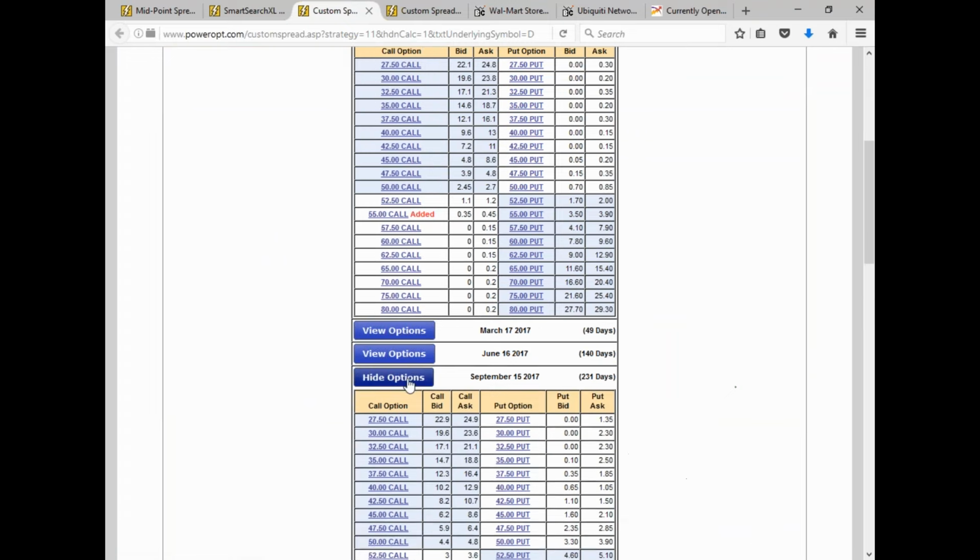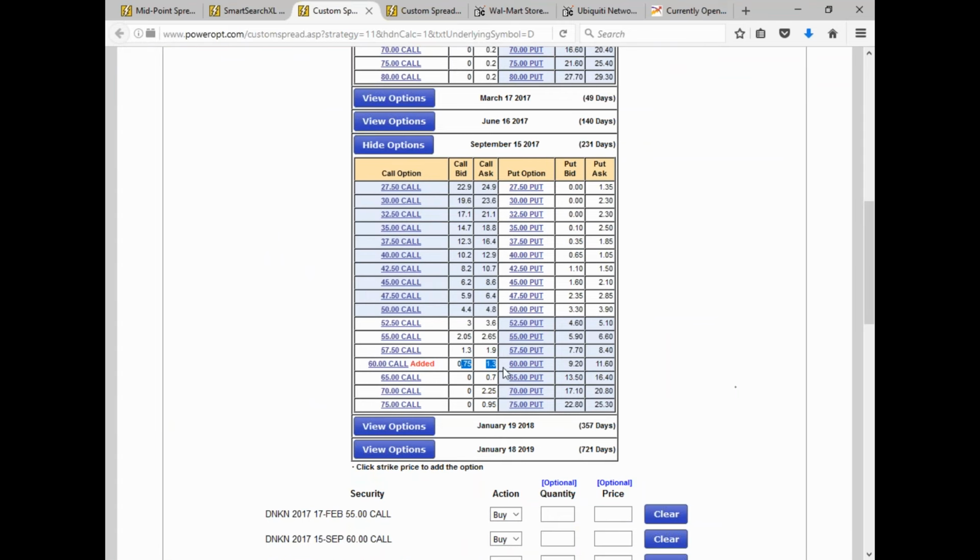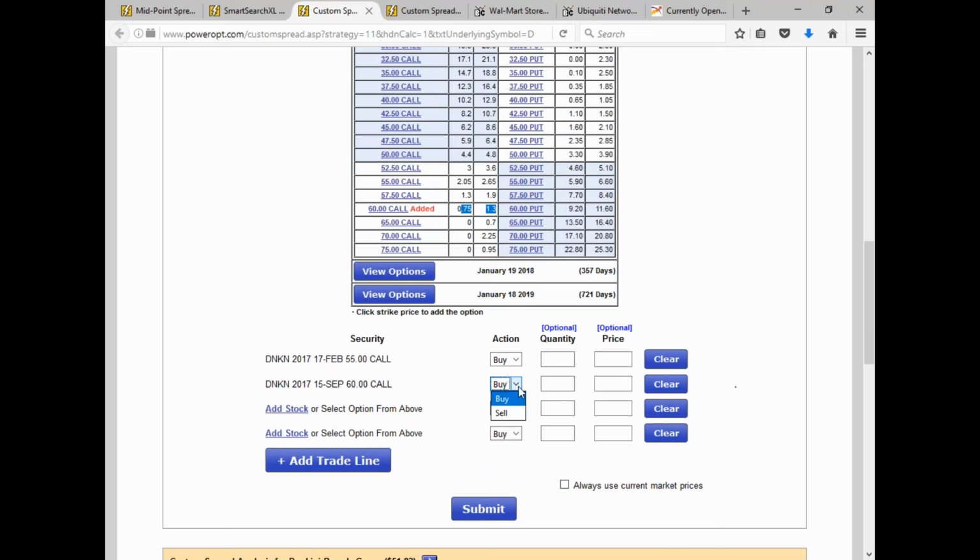But let's go out to September now instead of January, and I'm going to buy the 60 call. What's my bid there? 75 to 130. Okay, so it's about a 55-cent difference, of course. So let's just call that 30 midway point. So we'll call it 105. So I'm going to buy the September 60 at 105.